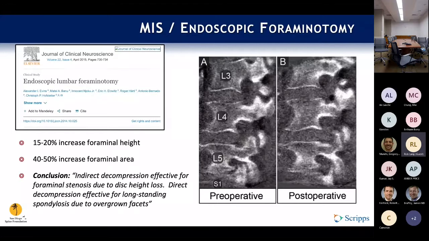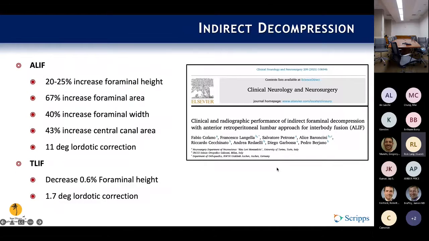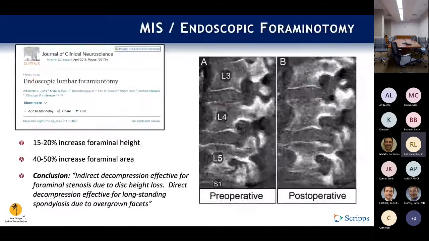Now, the last paper looked at endoscopic foraminotomy on the left. Obviously an L5 foraminal stenosis, and they did an endoscopic foraminotomy at L5. They found the same kind of thing. If you can identify the pathology and you can address it, 15 to 20% increase in foraminal height and a 40 to 50% increase in foraminal area. So maybe not quite as much as an ALIF, as we found from the numbers on this slide, but you can get a reasonable correction.